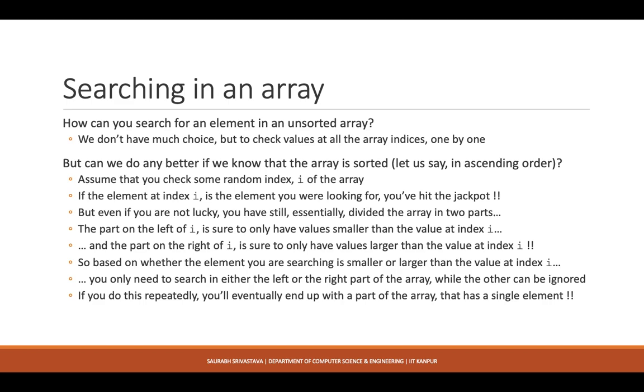And if I do this repeatedly, essentially I'm just shrinking the part of the array where I have to look. If I keep on shrinking it in each iteration, essentially I will end up with a single element part of the array where I can simply check whether my element is present or not. If it is present, I'll just say, yeah, found the element, or I can simply declare with confidence that this element is absent from this array.